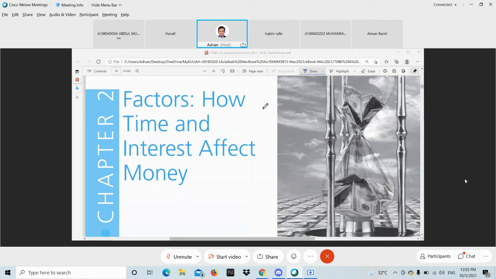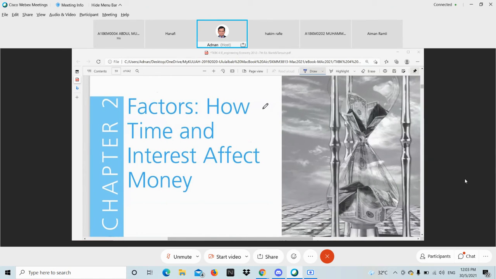Okay, dalam chapter 2 on this e-book, how time and interest affect money. Okay. So ada orang katakan apa ni? Time is money kan. Sekarang ni macam mana money itu dipengaruhi oleh masa. Okay. Oleh masa. Factor how time and interest affect money. So sekarang kita nak tengok factors. Okay. Factors. Bermaksud factor di sini adalah seperti yang saya sebut tadi lah.